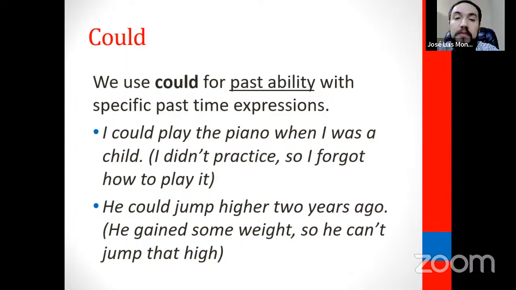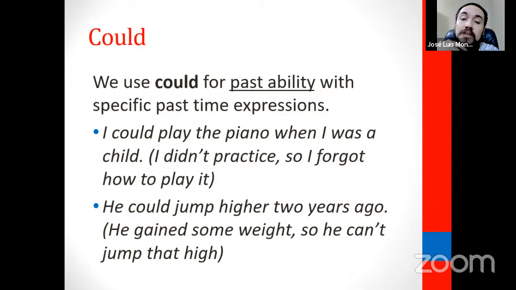So I could play the piano when I was a child, right? It's not that you can play the piano now. That's not the idea. The idea is that you could play the piano in the past, when you were a child, right? The logic here is that I didn't practice, so I forgot how to play it. That's why you don't have that ability anymore, or at least not at the same level you had in the past when you were a child.